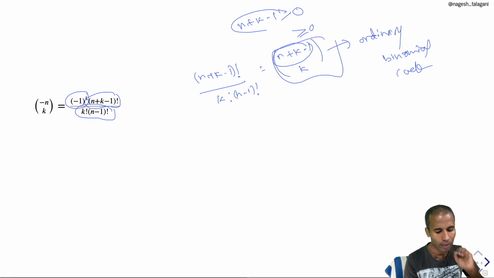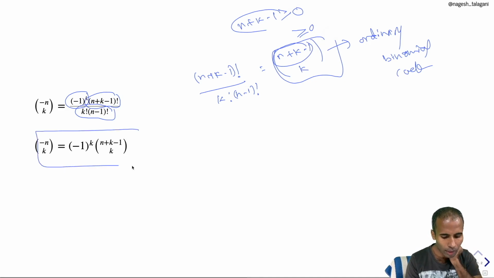That's why, in the next step, we can write minus n choose k as minus 1 to the power of k into n plus k minus 1 choose k. So this is an ordinary binomial coefficient.